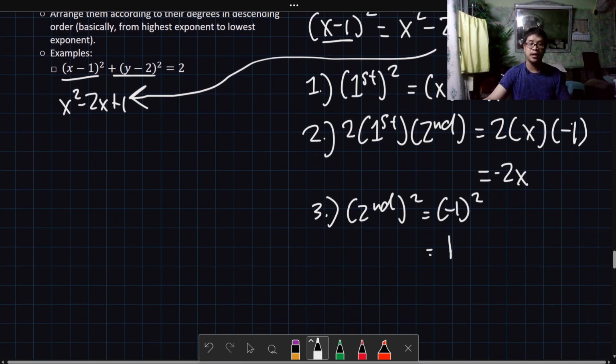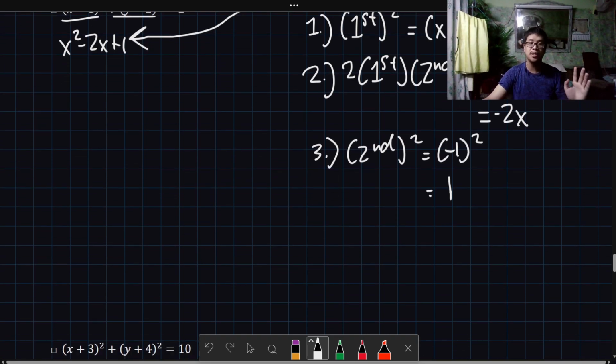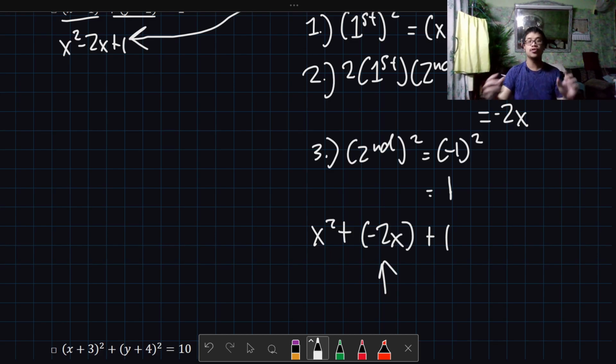It's because if you're going to add them together, this would be the process: x squared plus the quantity negative 2x plus 1. You see, this term is negative. So if you're going to add a negative term, you have to put a parenthesis, because it has a negative sign.